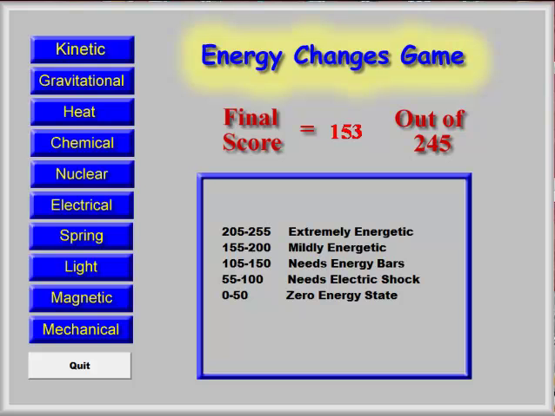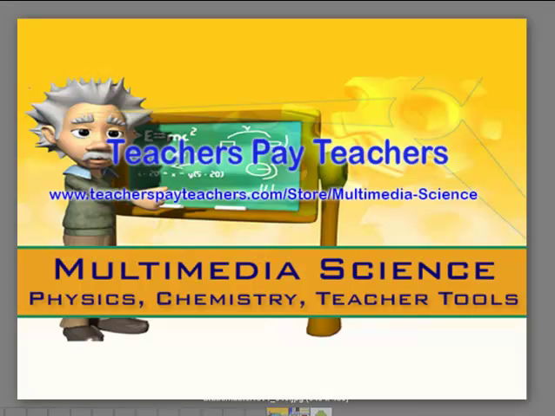After 20 questions, students are given their final score out of a possible total of 245, and they can see how they are rated on the game.